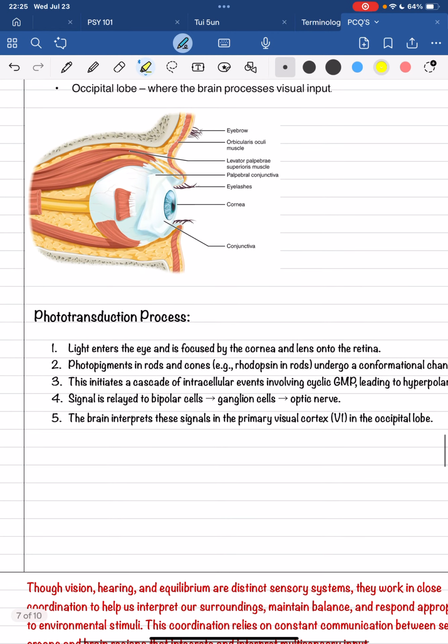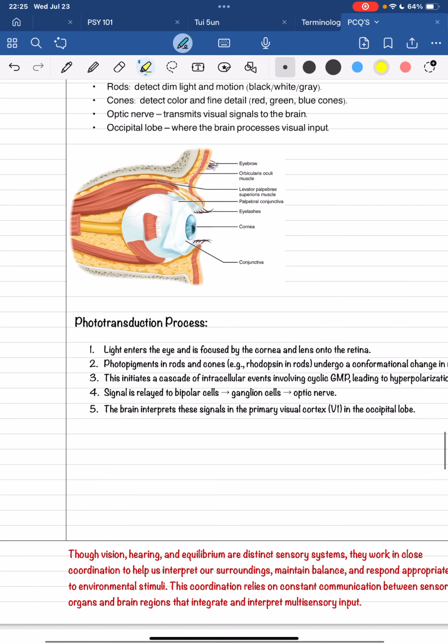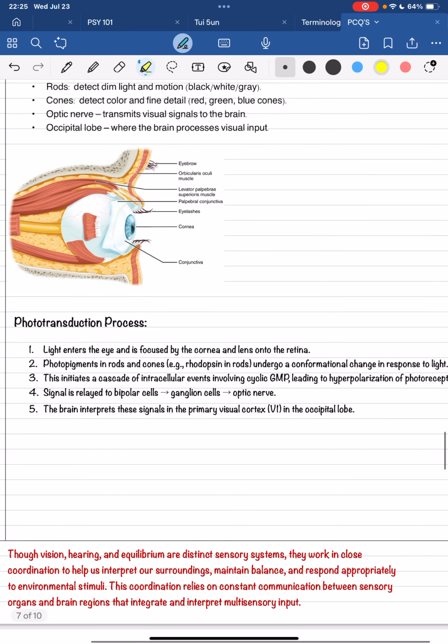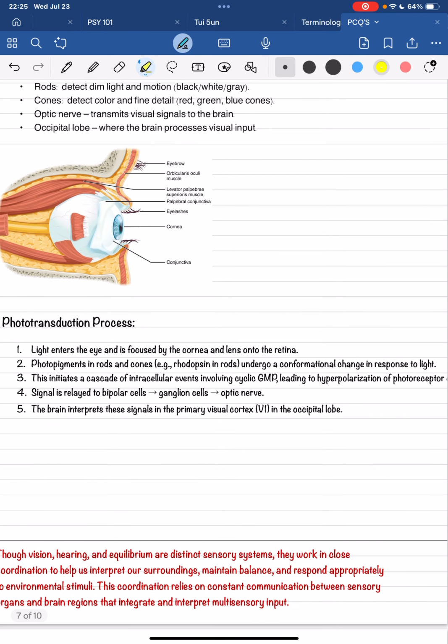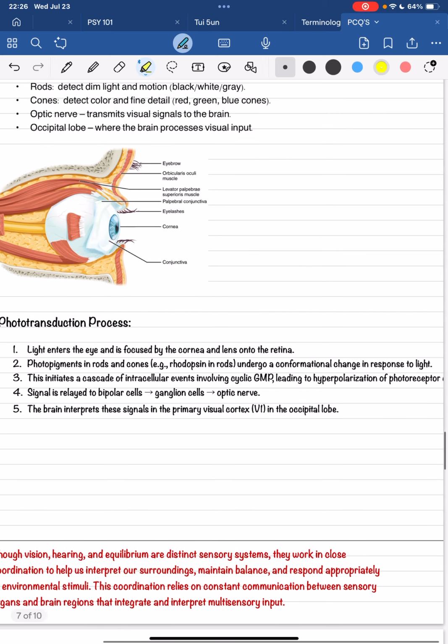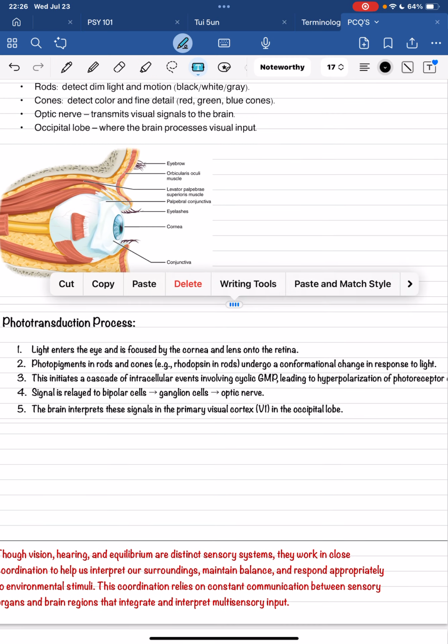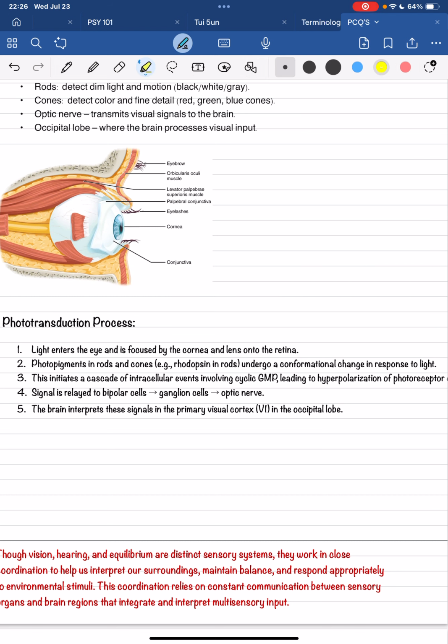The phototransduction process. First, light enters the eye and is focused by the cornea and lens onto the retina. Then photopigments in rods and cones undergo a conformational change in response to the light. This initiates a cascade of intracellular events involving cyclic GMP, leading to hyperpolarization of photoreceptors. The signal is relayed to bipolar cells, ganglion cells, and then the optic nerve. The brain interprets these signals in the primary visual cortex of the occipital lobe.